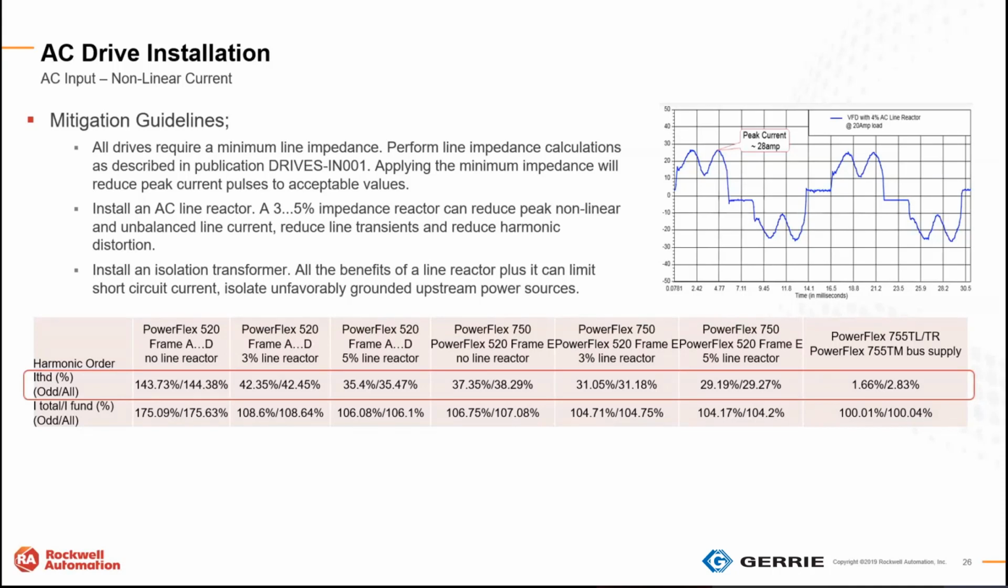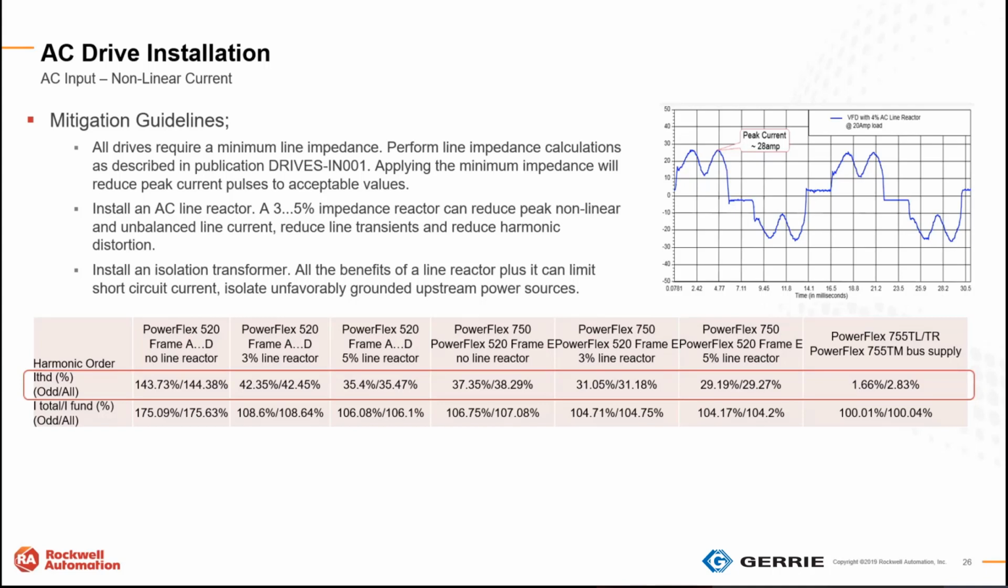A PowerFlex 520 with no line reactor can present up to 144% current harmonic distortion. So it's fairly high. Keep in mind, a 520 is a relatively small horsepower drive, so it's not going to really affect your distribution system that much. But when we get up into a PowerFlex 750, with no line reactor, we can easily look at 38%. Now this can be starting to get into some bigger horsepowers, so we can affect the distribution system a little bit more.